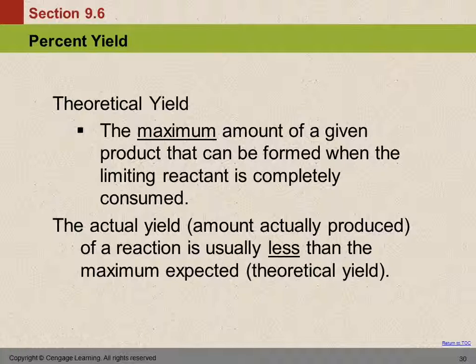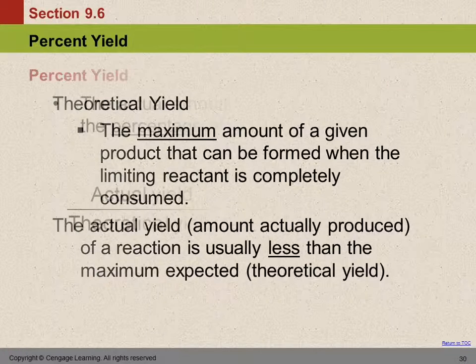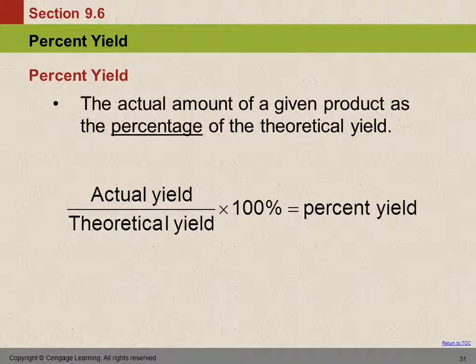And there's a whole bunch of reasons and possibilities for why things would not work perfectly. The actual yield is the amount that is actually produced. And that is usually less than the maximum expected. And so percent yield is going to give us the relationship between those. So we express the actual yield as a percentage of the theoretical yield.